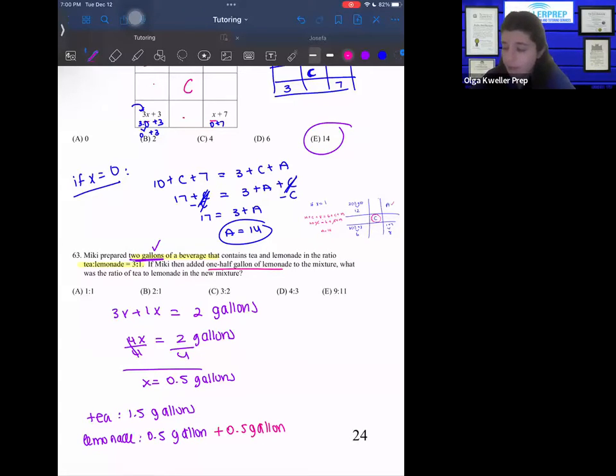So now I've got 1 gallon of lemonade, right? 1/2 plus 1/2. And I have 1.5 gallons of tea. And the question is, what's the ratio of tea to lemonade? So that's 1.5 to 1, but we don't want to work with fractions, so we can multiply everything by 2 to get rid of the 0.5, and then we get 3 to 2, which is our answer, choice C.